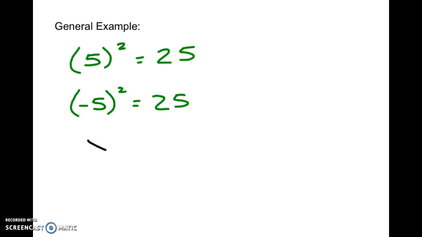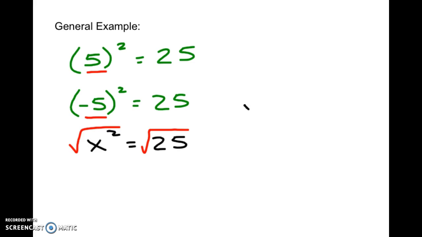So, if we were given an equation that x squared equals 25, to undo the square, we do the opposite operation, or take the square root. The question becomes, is the answer supposed to be a positive 5 or a negative 5?